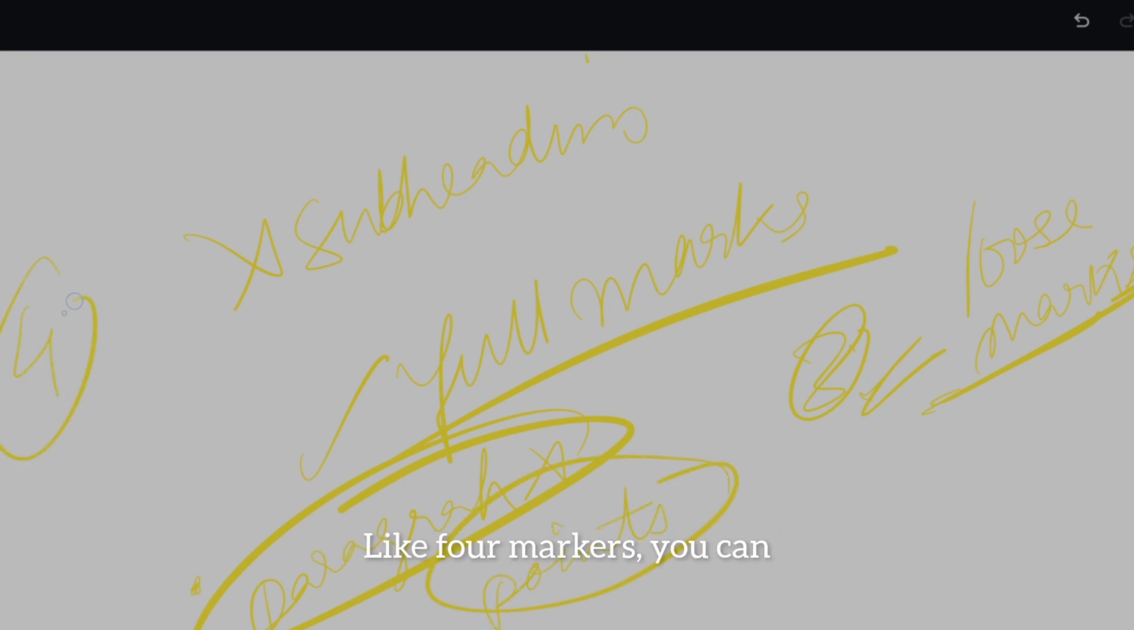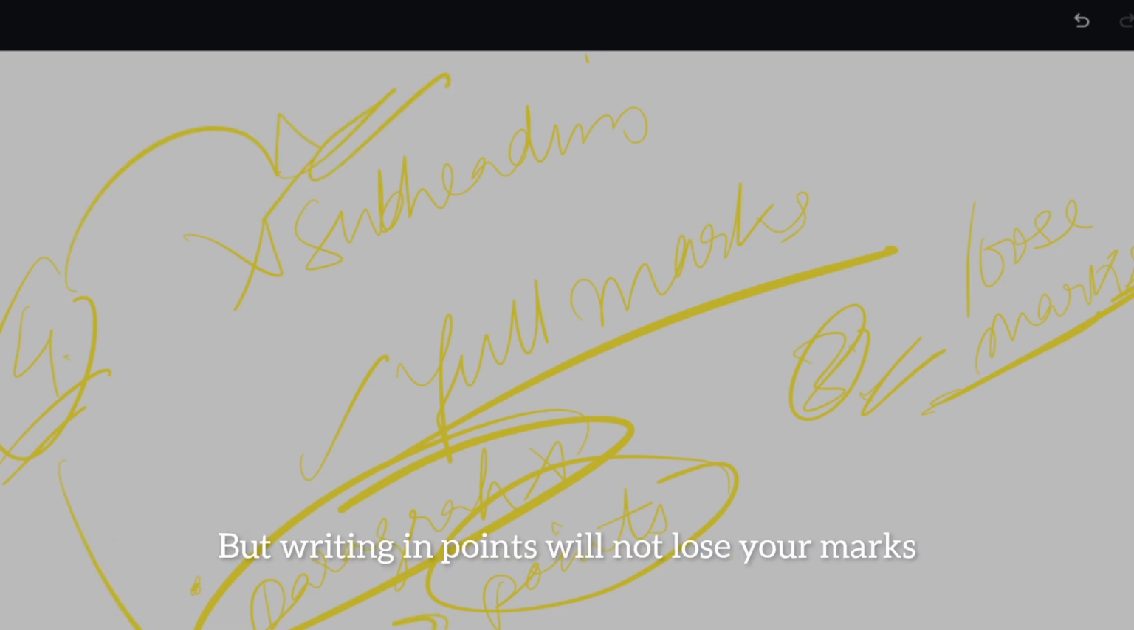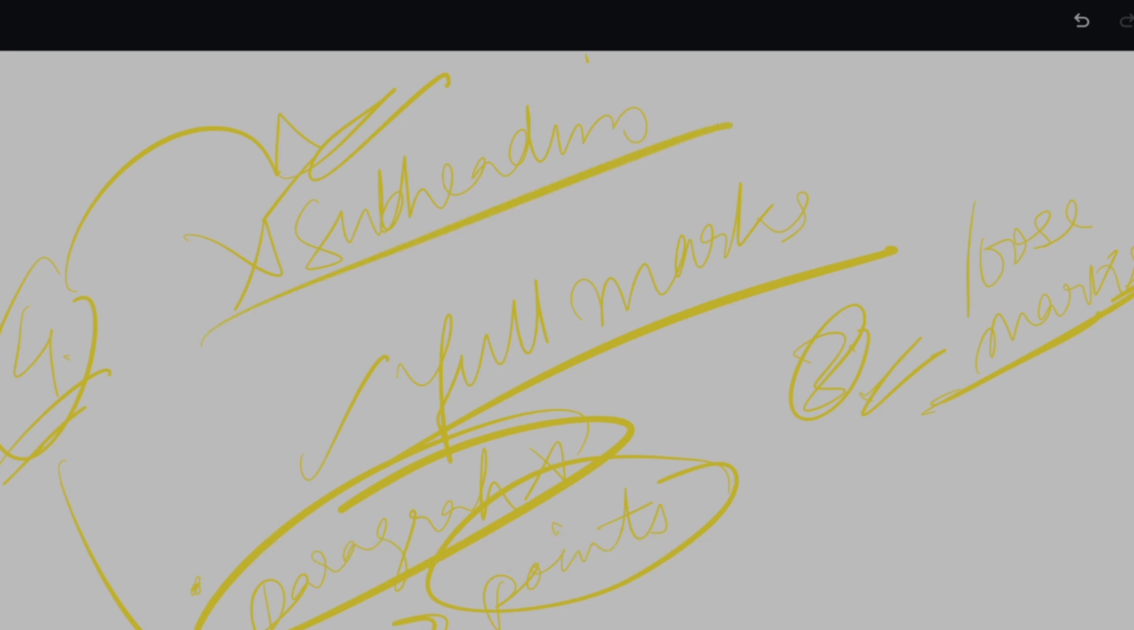Like I told you about 4 markers, you can either write them in points or write in subheadings. Subheadings would create a very good impression, but writing in points would not lose you marks. It's alright. But for 6 markers, try your best to make subheadings. But that does not mean you compromise on your answer just for making subheadings, okay? Make sure you complete the paper in time, and you get plenty of time.